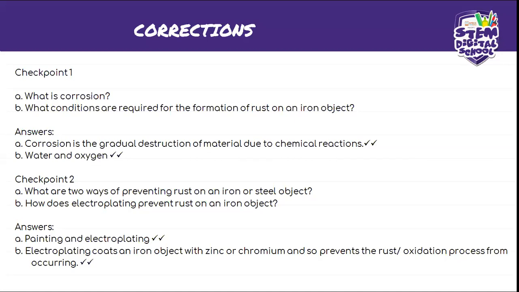So remember, anything that reacts with oxygen oxidizes, and the process is called oxidation. So when you see prevent the rust or oxidation process from occurring, you don't have to be confused. Okay, so we have got also formats there. All right, so let's continue.